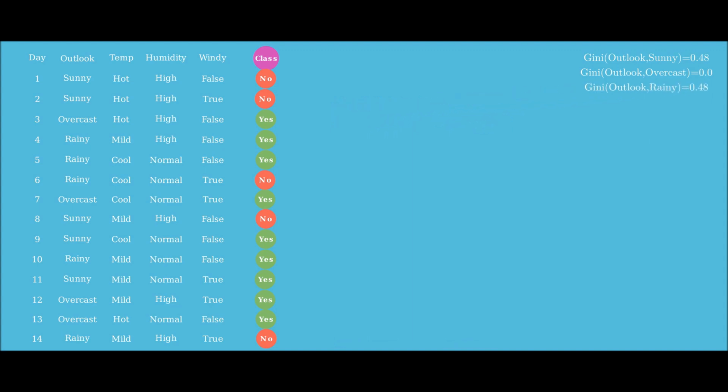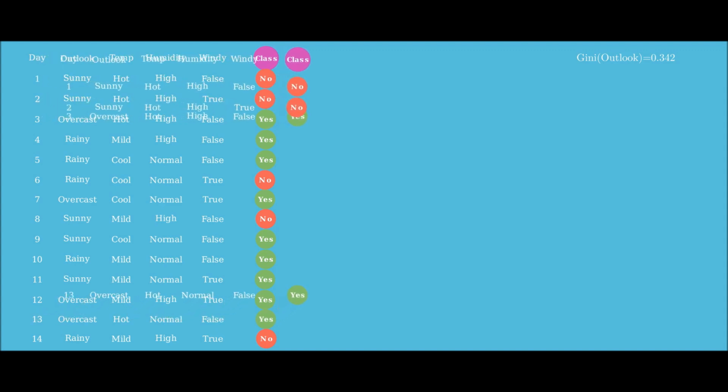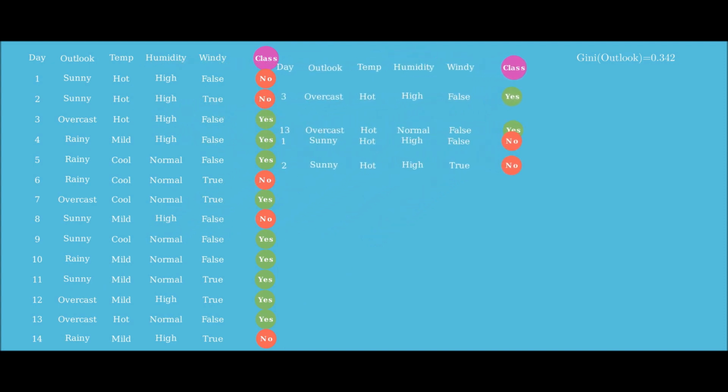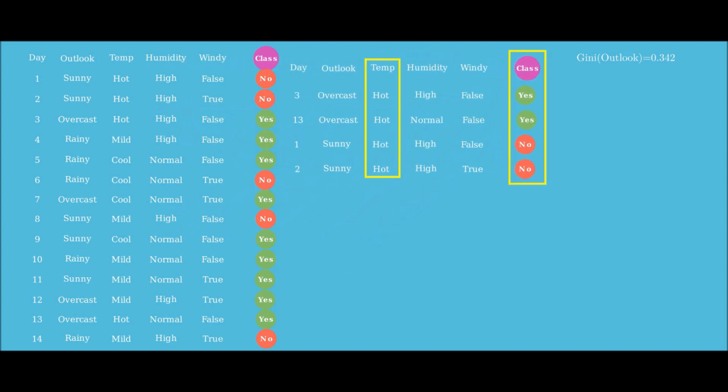Now if you take the weighted average, that would be 0.348. So this is the Gini index for outlook feature. Now we will calculate Gini index for temperature feature and value hot.